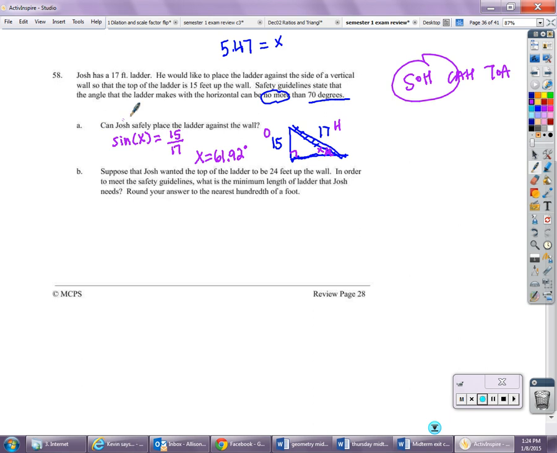So the question, can you safely place it? Is this less than 70? It sure is, so yes. Okay? It's safe.